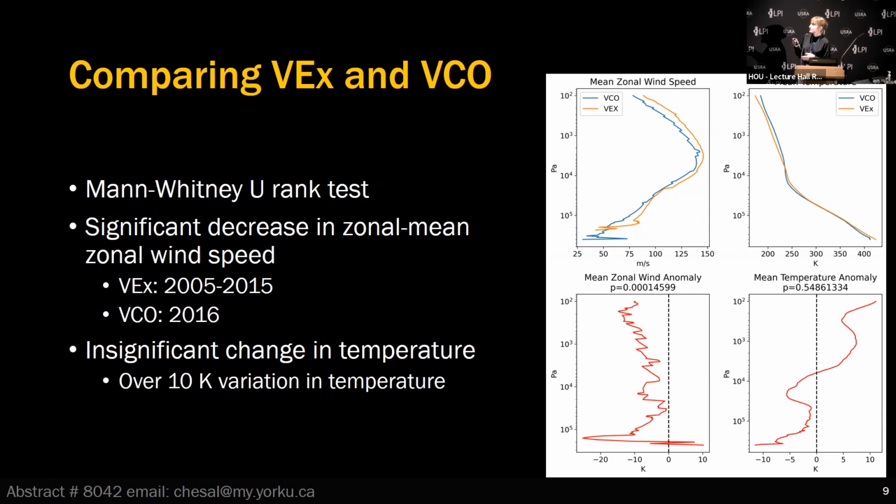And the mean temperature profile was not significantly different, but when you look at the upper atmosphere, there is a significant increase in temperature, and near the lower mesosphere and the upper troposphere, there is a significant decrease.